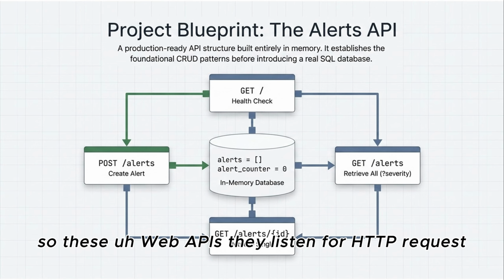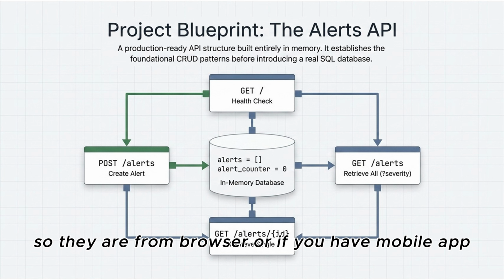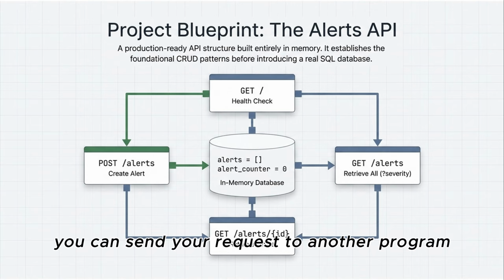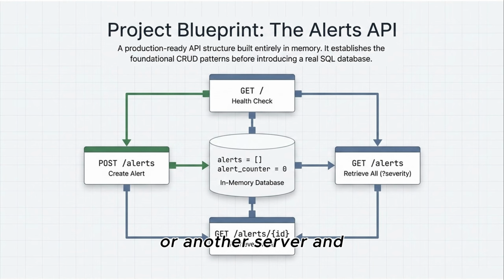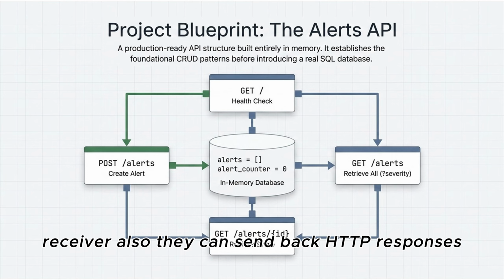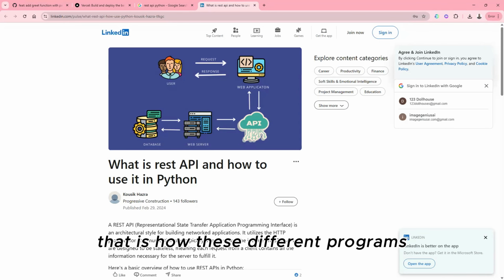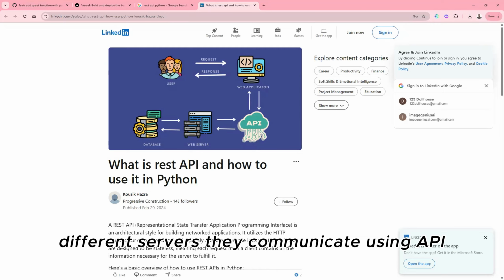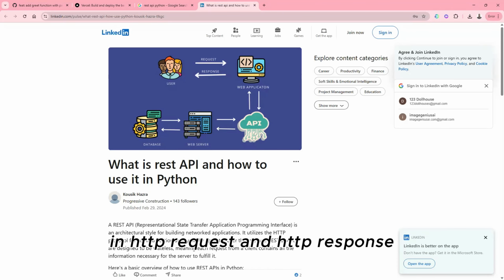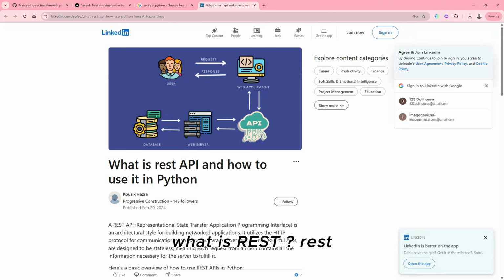So these web APIs listen for HTTP requests. From a browser, or if you have a mobile app, you can send your request to another program or another server, and that receiver can also send back HTTP responses. So that is how different programs and different servers communicate using APIs with HTTP requests and HTTP responses. So what is REST?